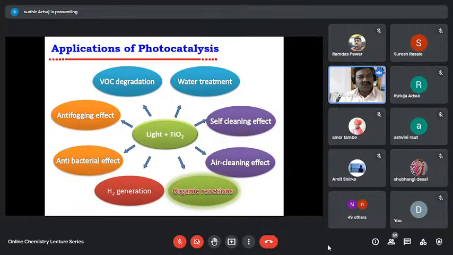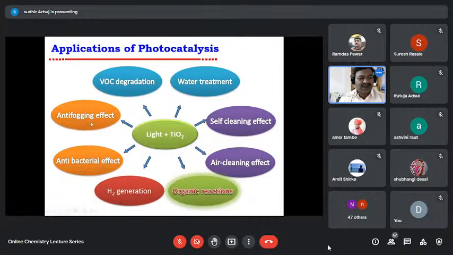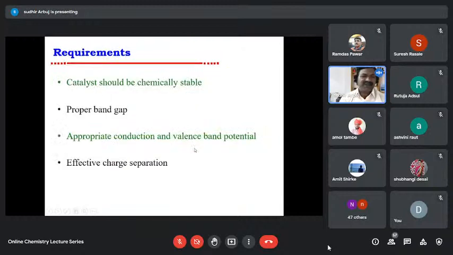There are an enormous number of applications of photocatalysis. Light, plus here I have shown the example of TiO2, but you can use another catalyst, any semiconductor oxide catalyst having a band gap in the range of 1.5 to 3 electron volt. First is the self-cleaning effect, antimicrobial effect. Organic reactions can be performed. Then hydrogen generation; hydrogen can be used as a fuel using fuel cell technique. Also anti-fogging effect, UV degradation, and water treatment. One by one we will see the applications.